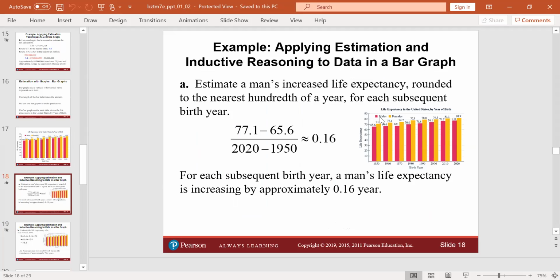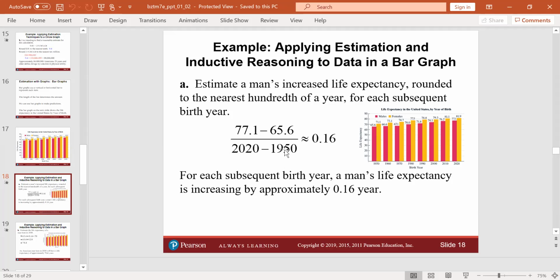So you can use certain things to track or estimate life expectancy. For instance, estimate a man's increased life expectancy for each subsequent birth year. In other words, on average, as you're born later and later in time, how much are you increasing your life expectancy? This is actually just a slope calculation.